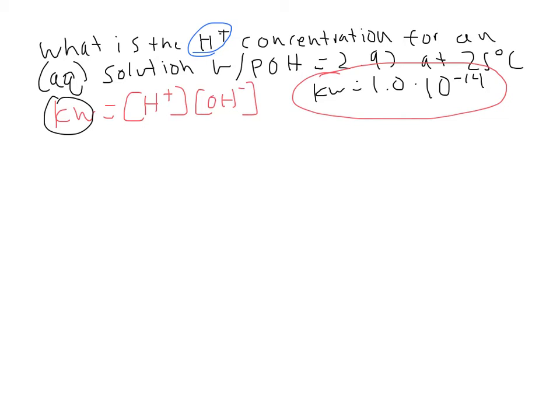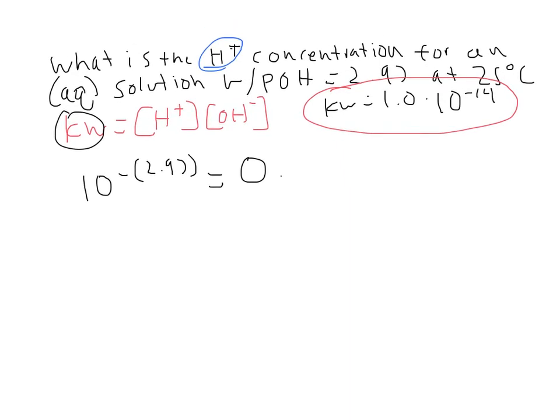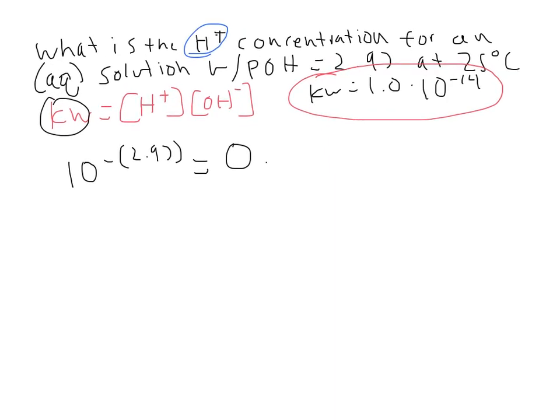We're given the pOH that equals 2.97, and in a couple of slides before I showed you guys how to find the concentration given a pH or pOH value. So what do you do? You do the inverse log of the value given. This equals 0.001072.